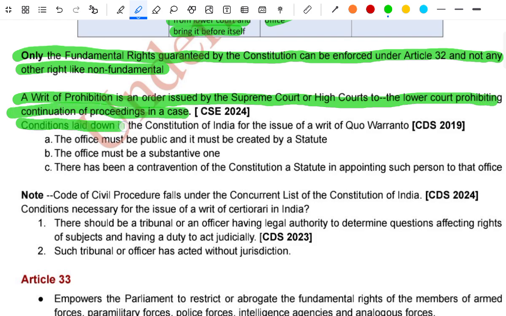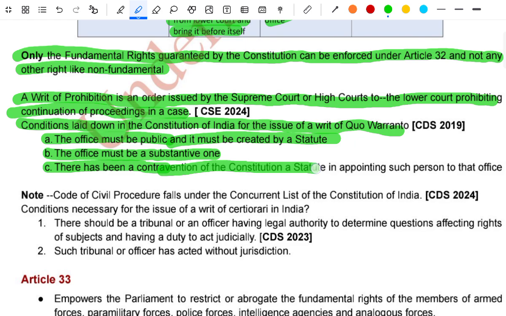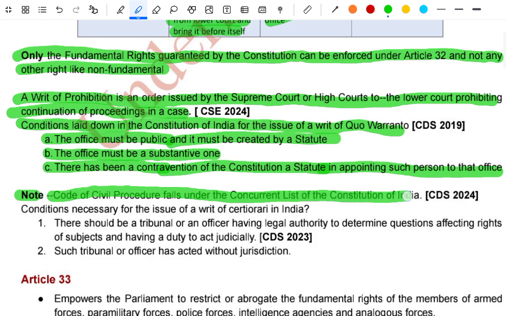The conditions laid down in the Constitution of India for the issue of a writ of quo warranto: A. The office must be public and it must be created by the state. B. The office must be a substantive one. C. There has been a contravention of the Constitution or statute in appointing such a person to the office. Note: the Code of Civil Procedure is under the concurrent list of the Constitution of India.